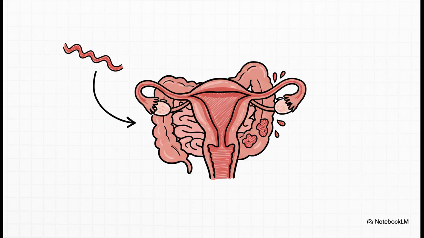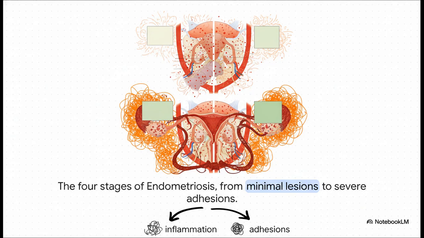But now it's bleeding directly into the pelvic cavity, where there's absolutely nowhere for it to go. And this is where the real damage starts. That internal bleeding triggers a huge inflammatory response from the body. Month after month, cycle after cycle, this chronic inflammation leads to scarring and the formation of adhesions. These are literally bands of scar tissue that can glue organs together.